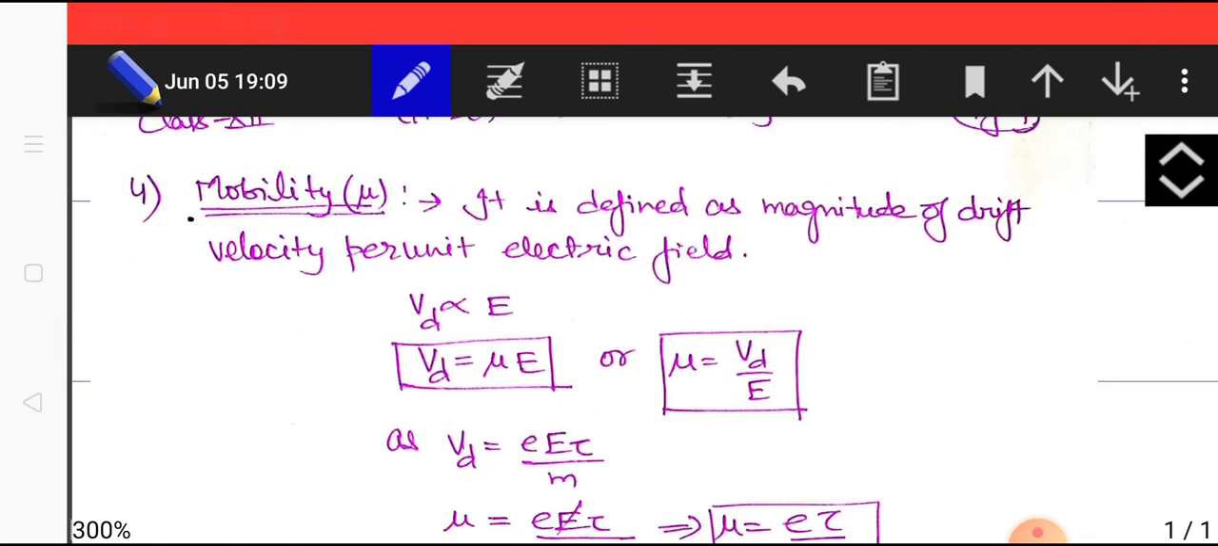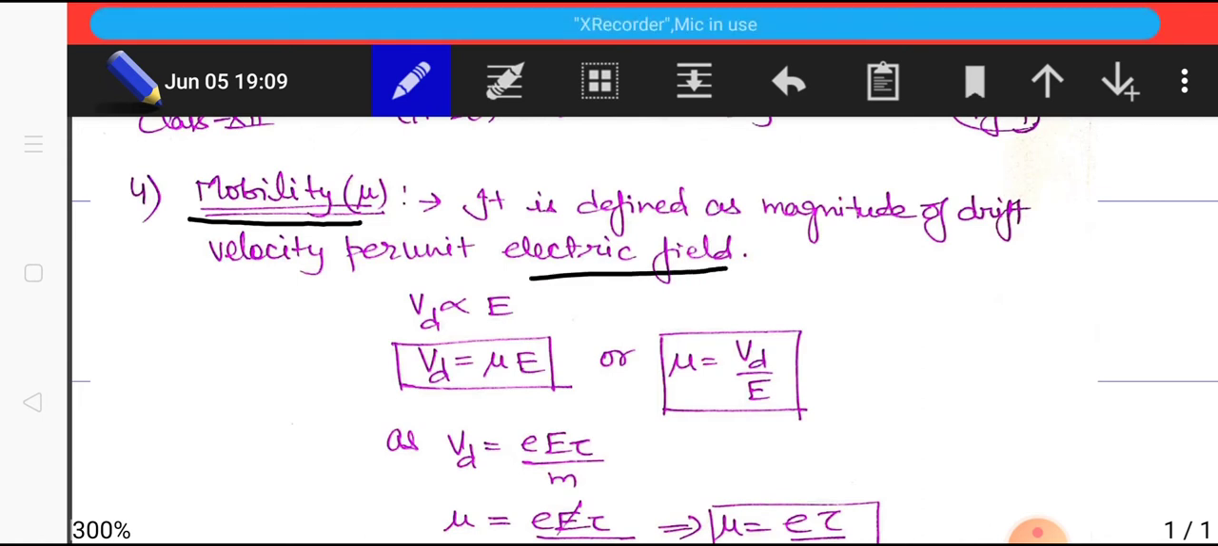So here is a new term, mobility, which we represent by the symbol mu. It is defined as the magnitude of drift velocity per unit electric field. We can write it mathematically like Vd is directly proportional to E, and when we remove the proportionality sign, mu comes in as a constant. So mu becomes Vd divided by E.